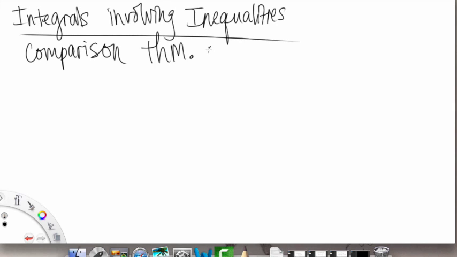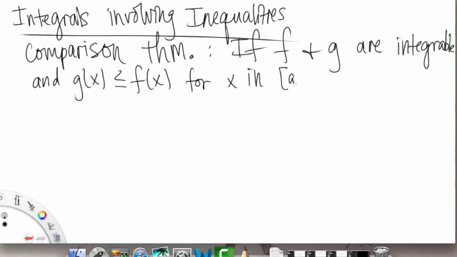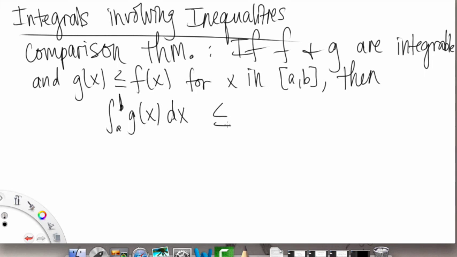Okay, so basically what that says is if our f and g are integrable, and if our g of x is less than or equal to f of x for x in the interval a, b, then that means we have that the integral from a to b of g of x dx is going to be less than or equal to the integral from a to b of f of x dx. So here's the reasoning behind it.